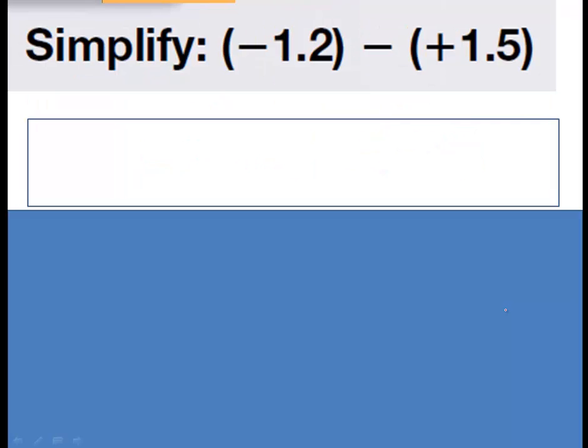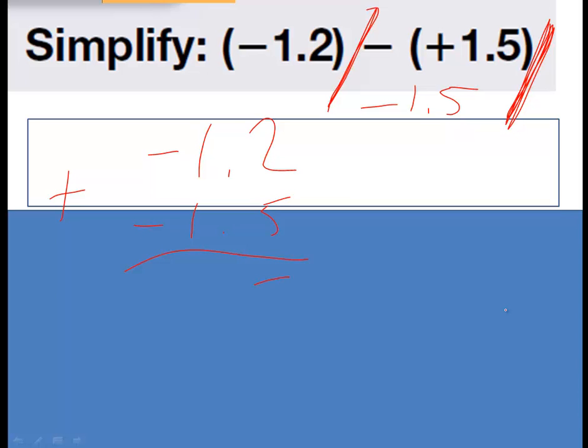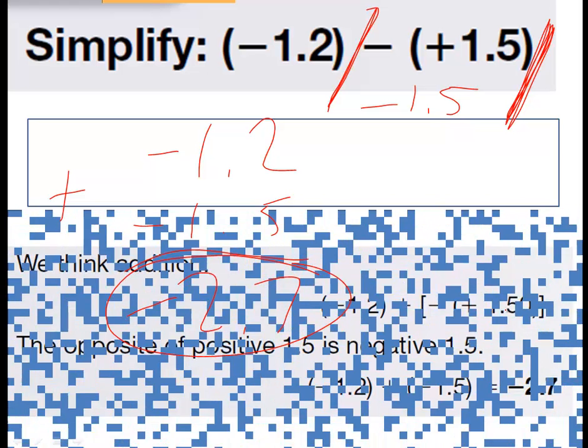Okay, let's see if you can do this one. Pause it, and then I'll go ahead and show you the answer. Okay, the first thing I'm going to do is look for two signs next to each other. I see it right here. I see a negative and that positive. So I can come over here and isolate that and turn this into a negative 1.5 and not have to worry about anything else. So I've got negative 1.2 plus a negative 1.5. So I add those together, and I get negative 2.7.